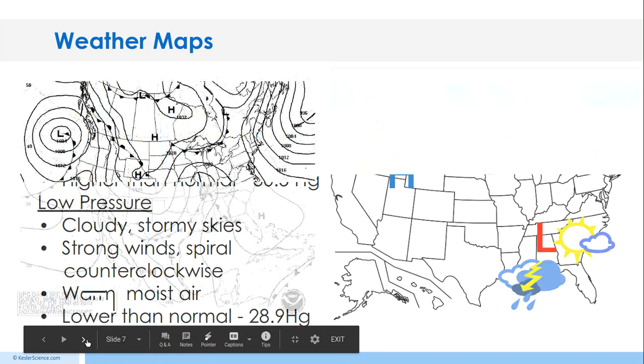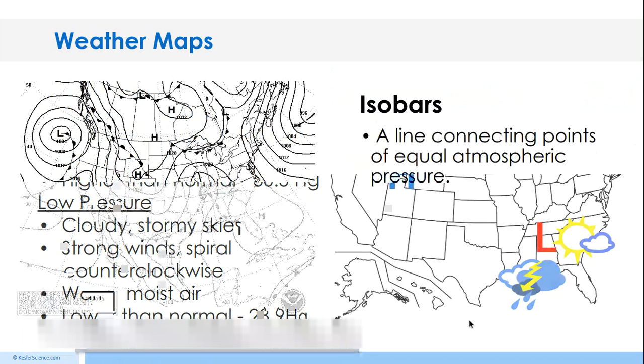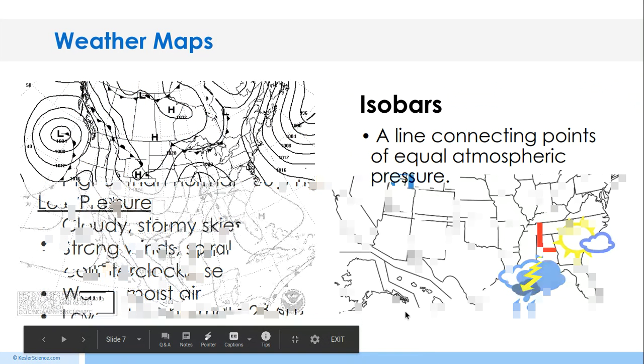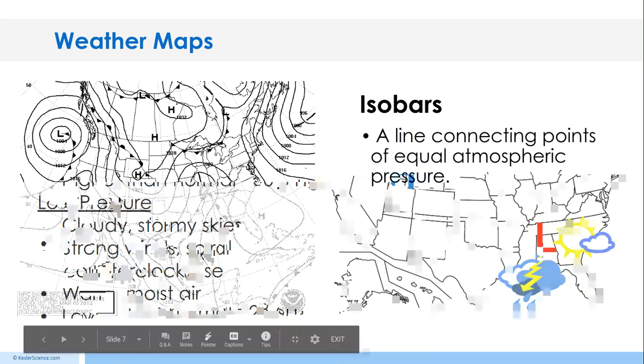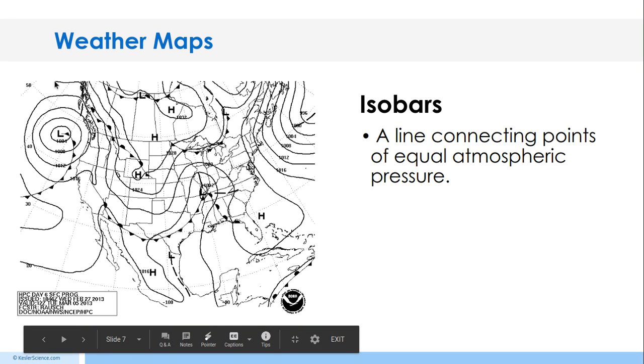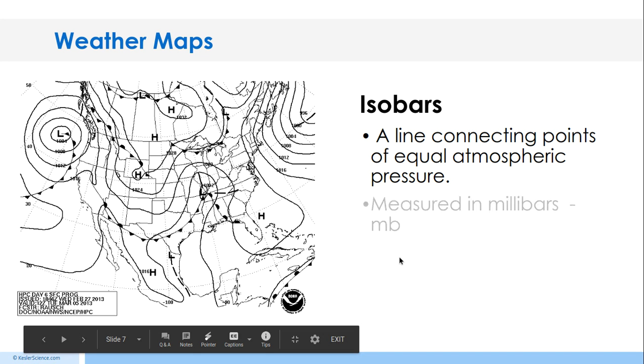Okay. When you look at a weather map, you will sometimes see maps that look like this that have isobars in them. An isobar is a line that connects points of equal atmospheric pressure. So any point along that line is going to be the same atmospheric pressure. If I take this line right here and follow it down into New Mexico, the atmospheric pressure in New Mexico is going to be the same as it was in Canada.